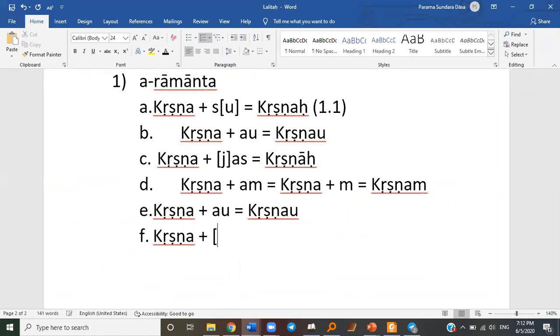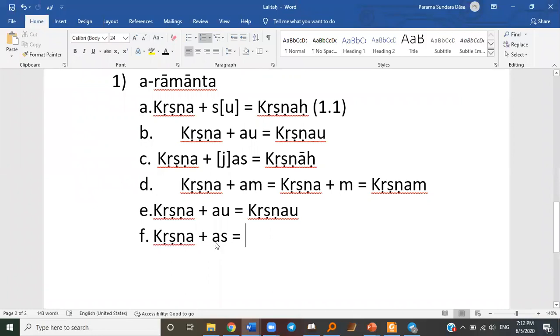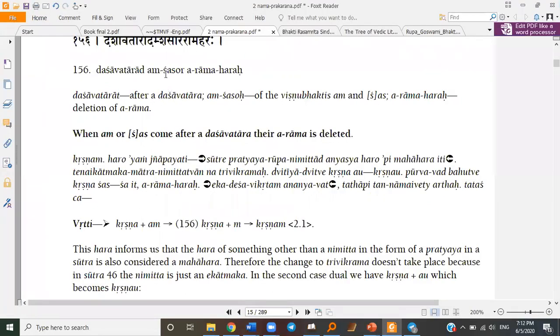Then comes Krishna, Shas. So Sha is an indicatory letter, not included. Remaining is as. Dashavatara Damshasora Ramahara, same sutra. It says when Am or Shas come. This is Shas. Because Shas is mentioned in particular, we will not delete the Am of Jas. So this is the third usage of indicatory letter. Did you get it? The third usage we studied.